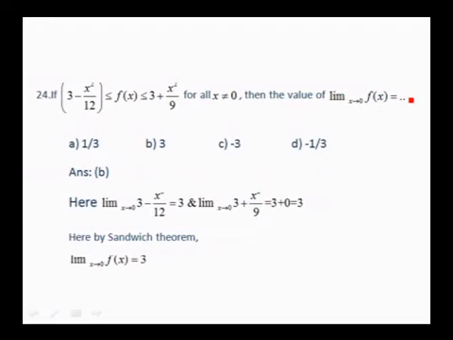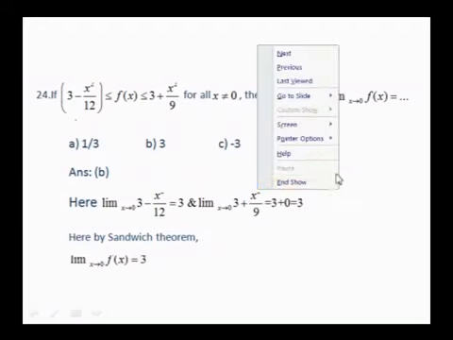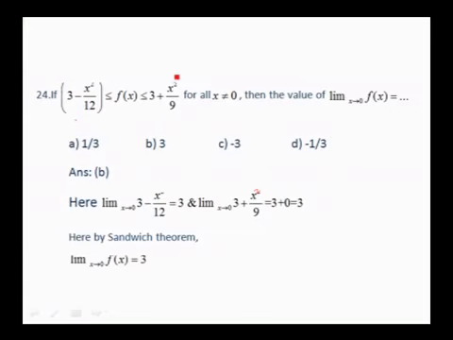So here, if you consider the limit of this 3 - x⁴/12 as x tends to 0, it is 3. If you consider the limit of 3 + x²/9 as x tends to 0, that's also 3 + 0, 3. So this fx lies between two limits, namely 3 and 3. Since these two are the same, the limit of fx as x tends to 0 is also 3. That is the sandwich theorem.